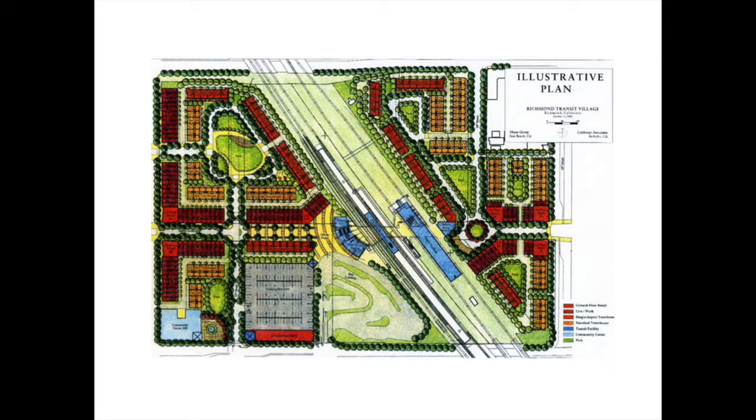Another one, Richmond Transit Village in Richmond, California. This is by Calthorpe Associates. They are out of Berkeley. So looking at a typical transit node for a light rail vehicle. We've got the drop-off loop. This is very important in suburban transit-oriented development. We've got parking garage here, and then a drop-off loop.